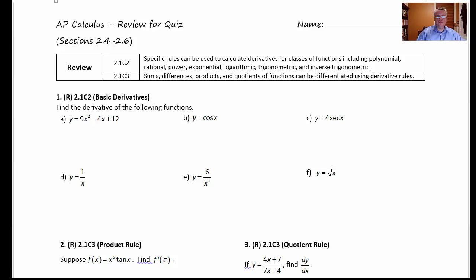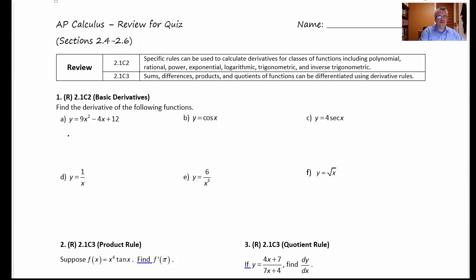How you doing today? Tomorrow we have a quiz, and this video is a special video. It's covering the review for the quiz. It starts with basic derivatives, so let's get started. The first one is finding the derivative of y equals 9x squared minus 4x plus 12.